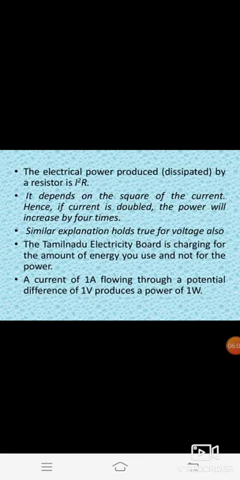The electrical power produced by a resistor is I square R. You can calculate the electrical power by using I square R. It depends on the square of the current. Hence, if the current is doubled, the power will increase by 4 times. A similar explanation holds true for the voltage also.